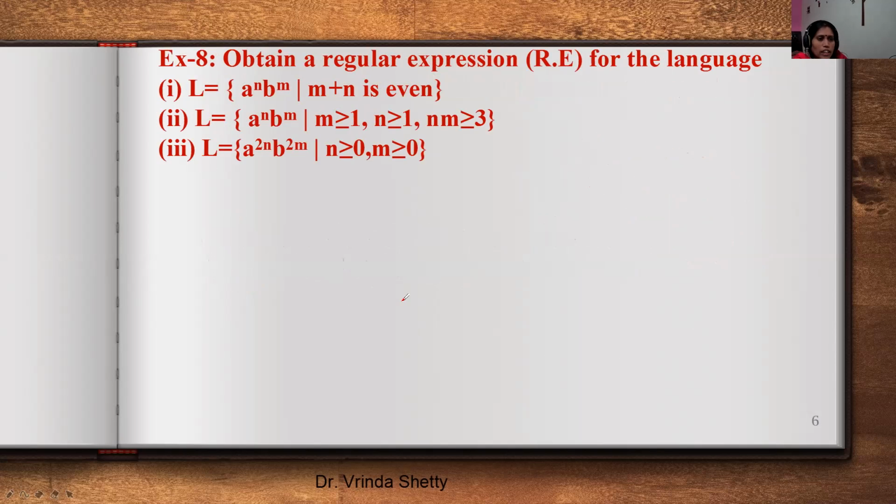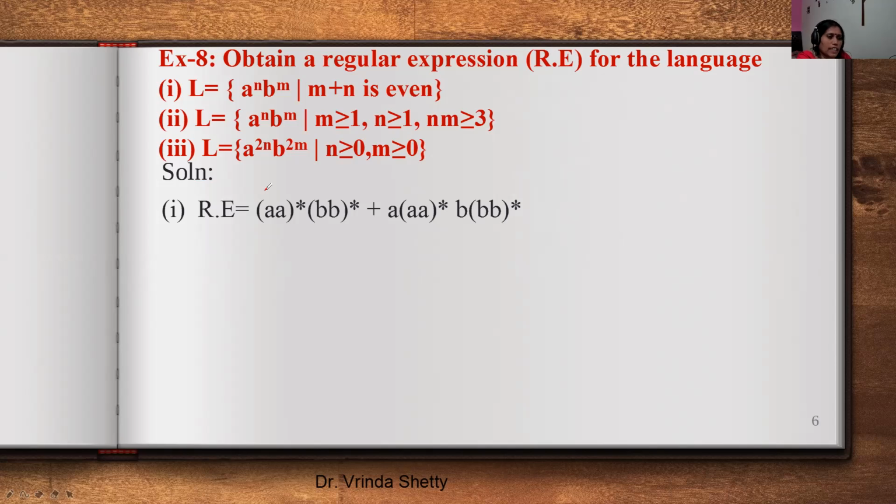Next, obtain a regular expression for the language A to the power of n, B to the power of m, such that m plus n is even. A to the power of n, B to the power of m, such that m is greater than or equal to 1, n is greater than or equal to 1, nm is greater than or equal to 3. Then the last one, A to the power of 2n, B to the power of 2m, n is greater than or equal to 0, m is greater than or equal to 0.